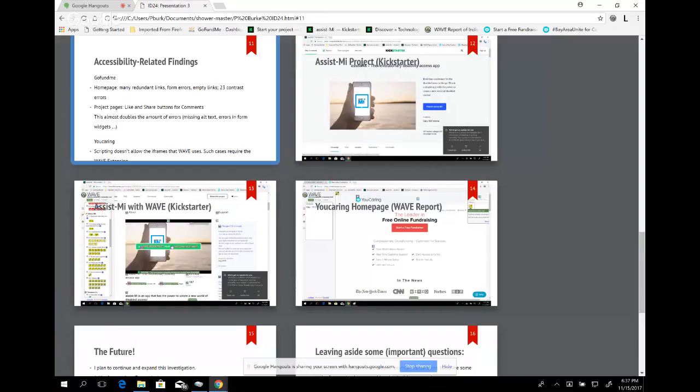So we move from there, and it is nearly time to pause for questions. Basically, you can reproduce any of my activities by looking through these pages and firing up the Wave tool. I've got a couple of screenshots further down here. I have one, this Assist Me project on Kickstarter, just to show how this form field payment widget recurring problem works. And I guess we have the Youcaring homepage, to show what it looks like to have only one error.